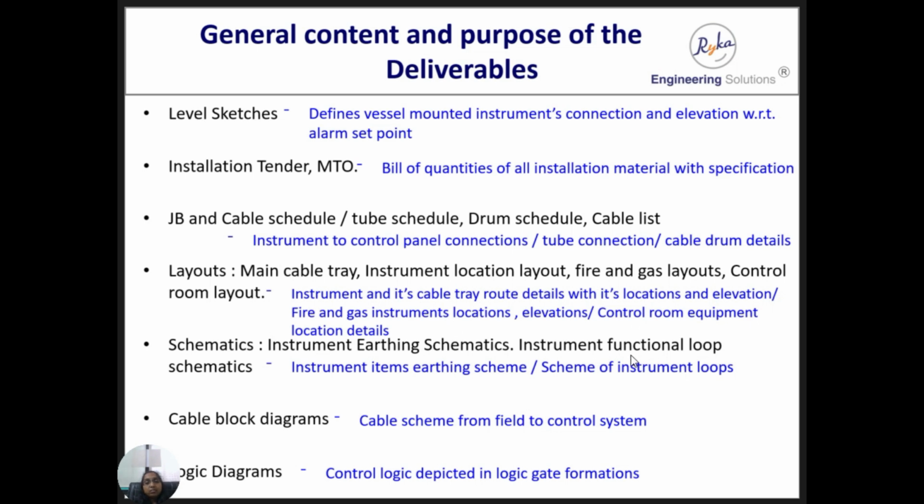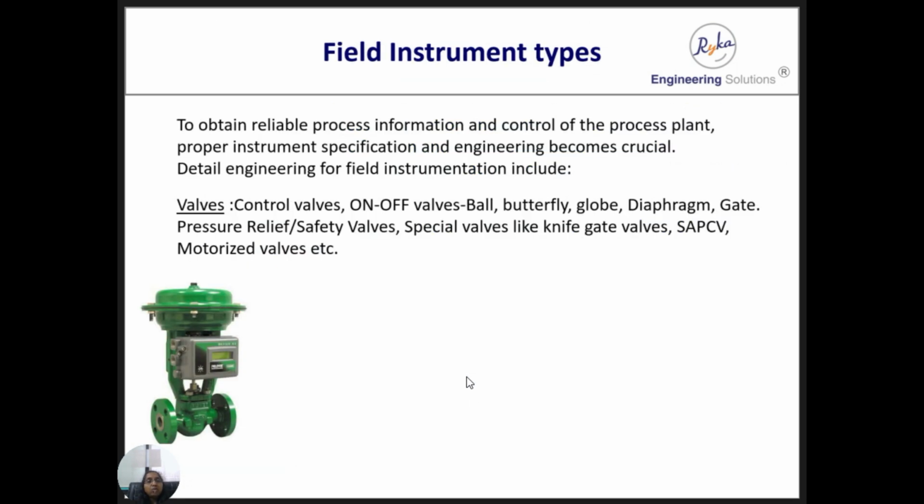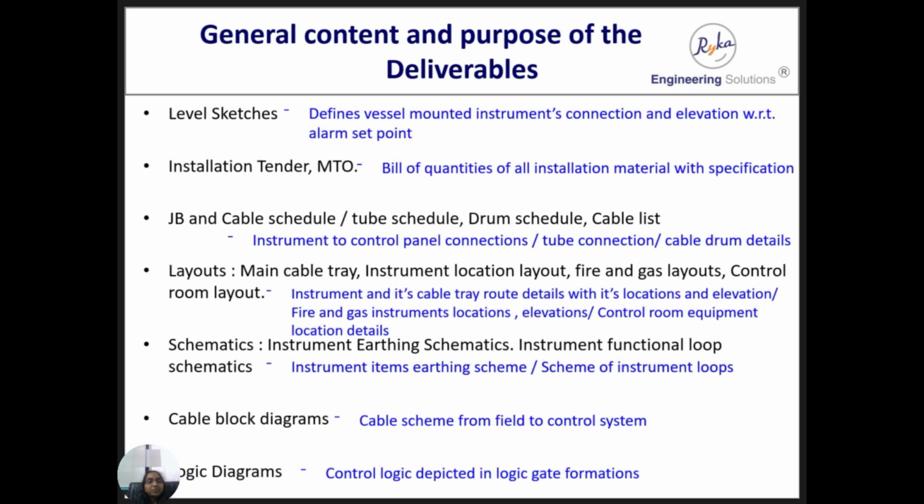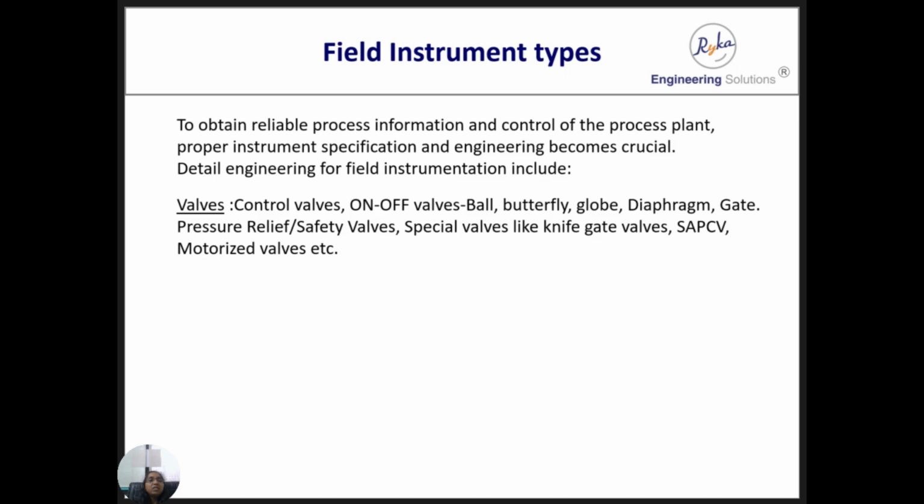See, in control system, these are the basic deliverables of any process plant for instrumentation engineering. There are also many types of control system deliverables, almost more than 20 types. These being very vast, are not covered here. So right now only basic engineering deliverables are covered. So next we'll move on to field instrument types.